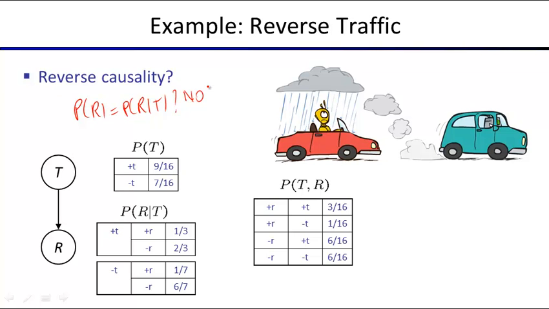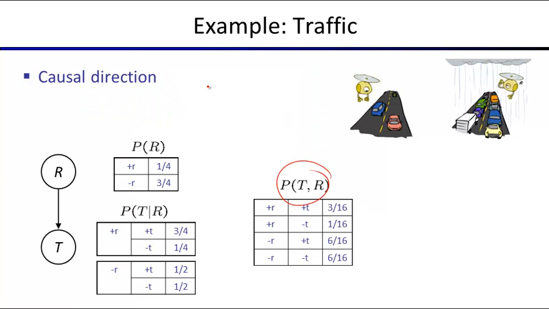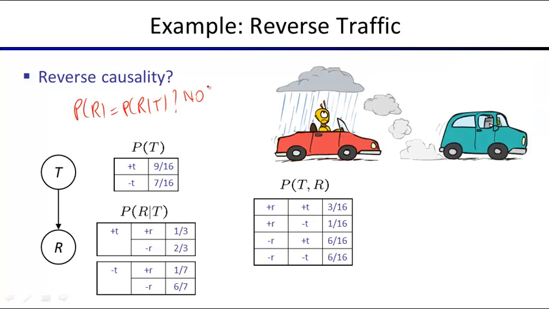3166 over 16. So let's think about that. 3166. Let's go back. 3166. Same numbers. So what you're seeing here is that even though the graph looks different, the tables we store are different, the joint distribution is still the same.